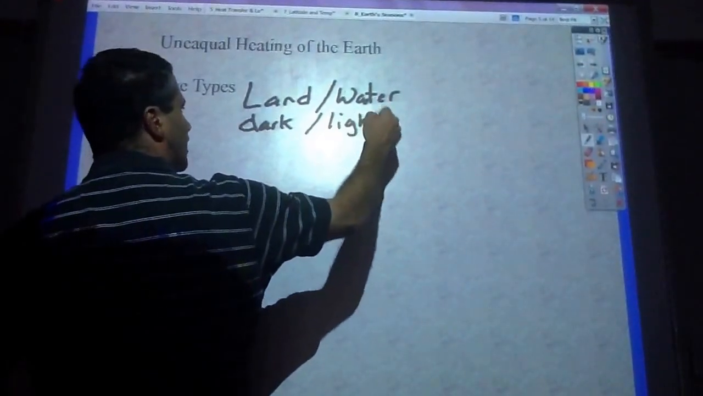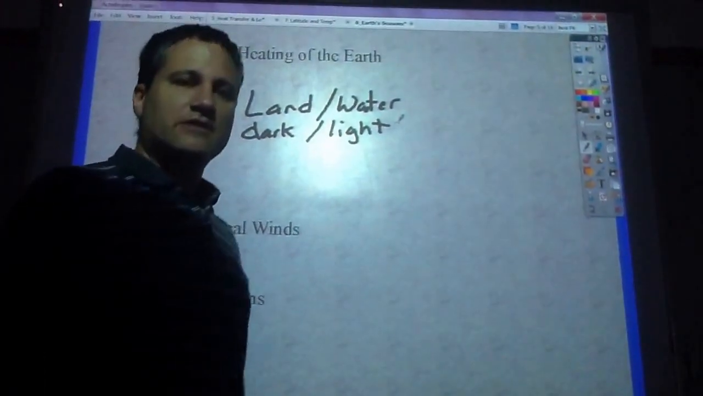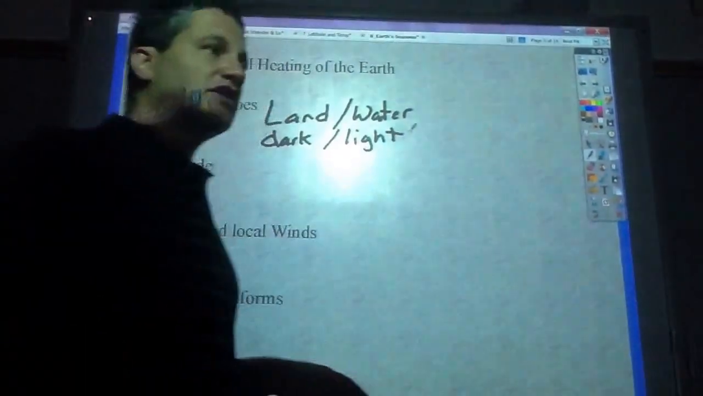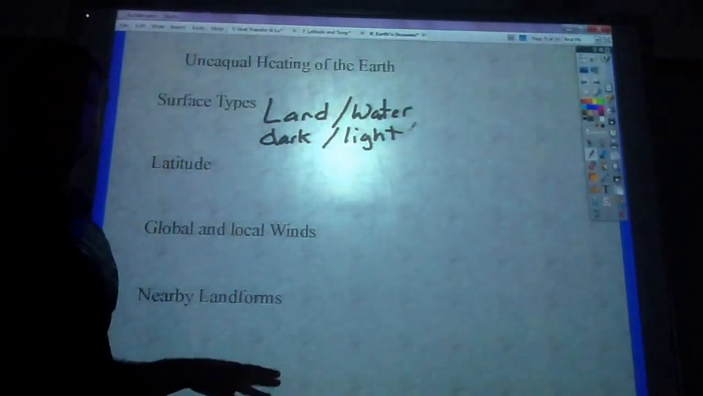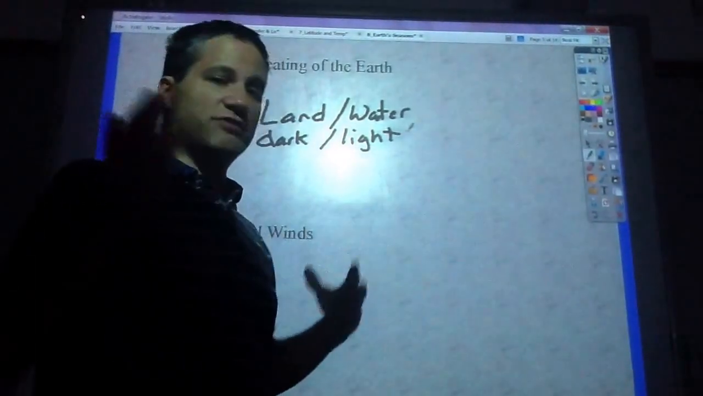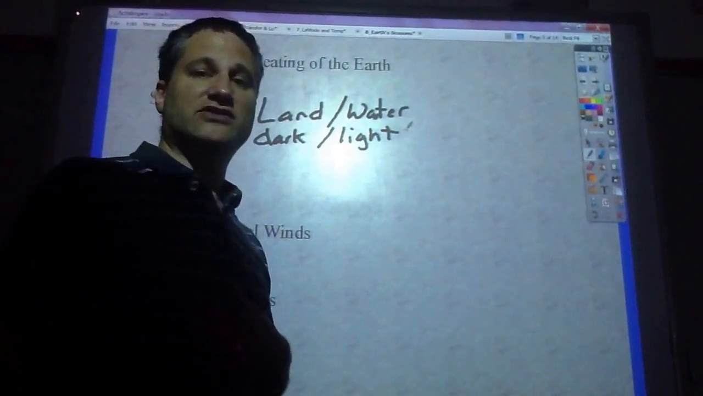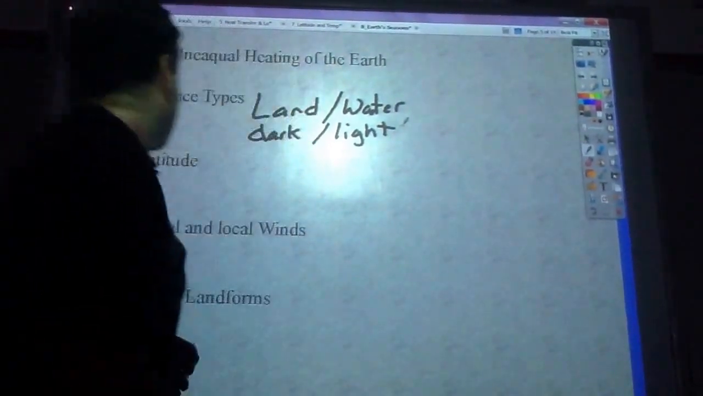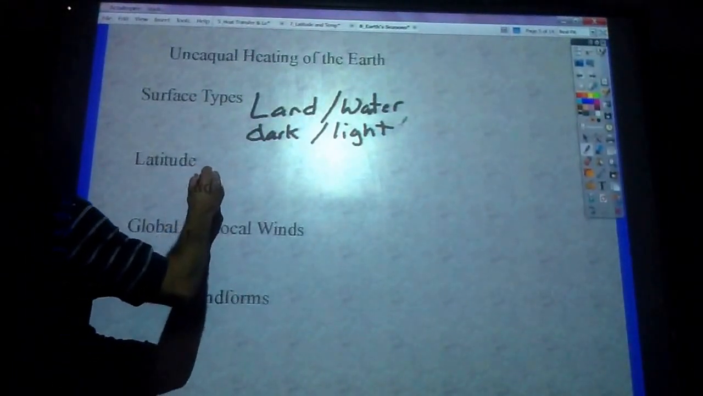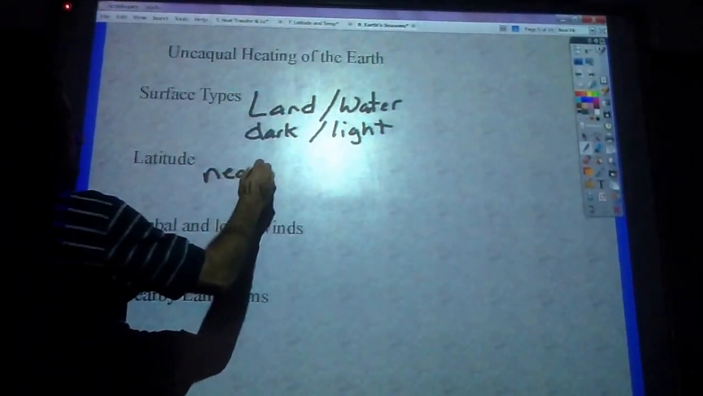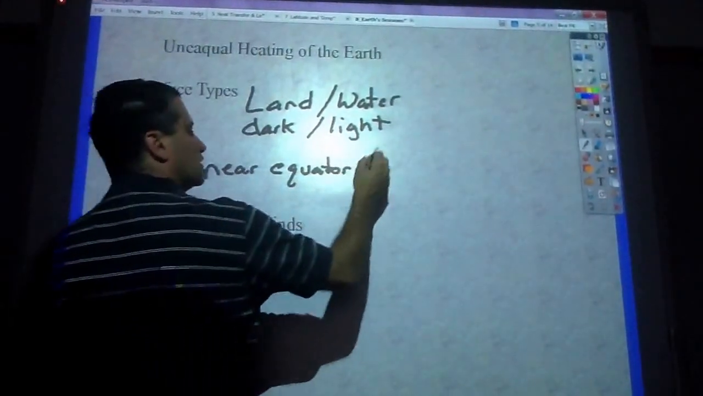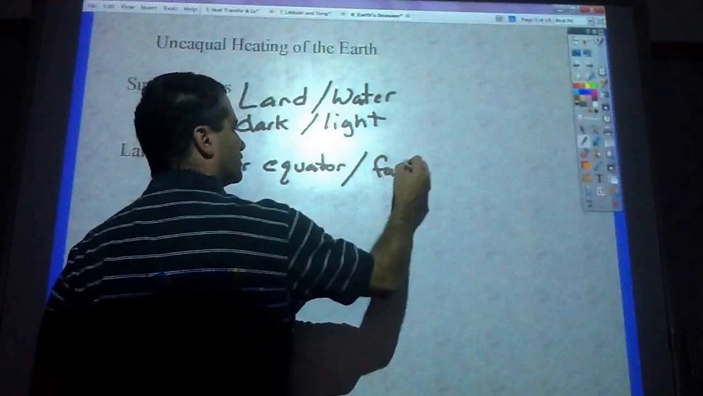Black parking lots that are covered in asphalt versus a grass-covered field. On the same summer day, they can be right next to each other, but the grass-covered field is going to be nicer to walk on in your bare feet. Latitude: near the equator versus far from the equator.